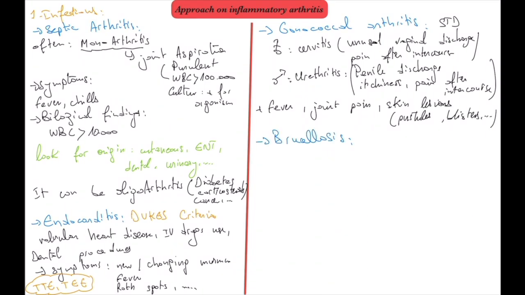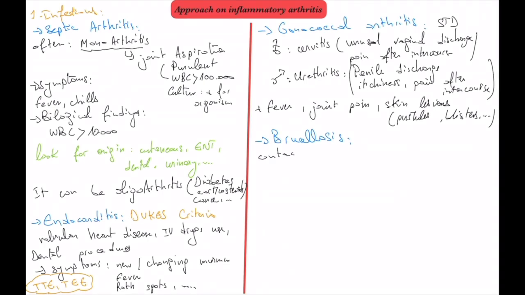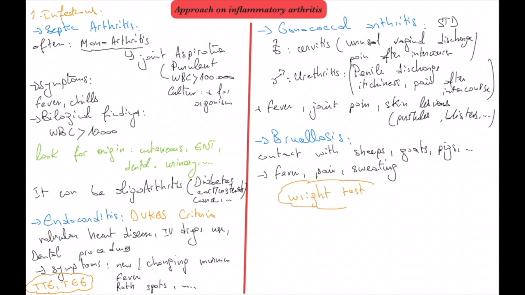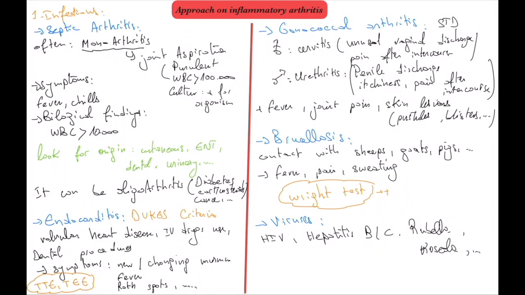Another common infection, brucellosis, should be suspected in patients who had recent contact with infected livestock such as goats, sheep, or pigs, or consumption of unpasteurized milk, presenting often with the classic triad of fever, joint pain, and swelling. Diagnosis is made with a positive Rose Bengal agglutination test. You should consider blood cultures and serology. There's also viral arthritis, and the most common viruses are hepatitis B and C, HAV, parvovirus B19, rubella, roseola. It should be considered if the patient has viral symptoms such as rashes or a past history of viral infections.